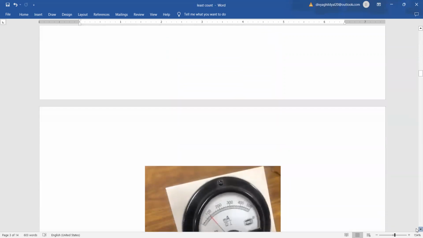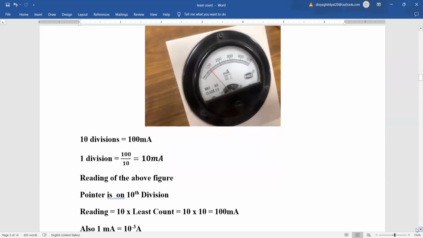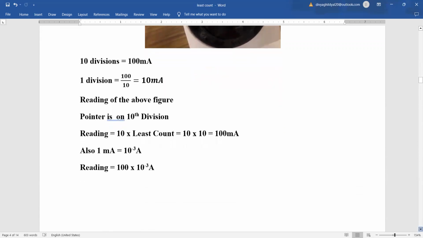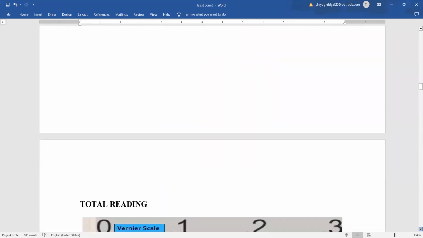Let us see a few more apparatuses. Another milliampere meter here. Now have a closer look. 10 divisions here are showing us 100 milliampere. So one division is showing 100 upon 10, that is 10 milliampere, and the pointer is on the 10th division. So the reading is 10 into least count, that is 10 into 10, 100 milliampere, and 1 milliampere is 10 to the power of minus 3 ampere. So the reading is 100 into 10 to the power of minus 3 ampere.